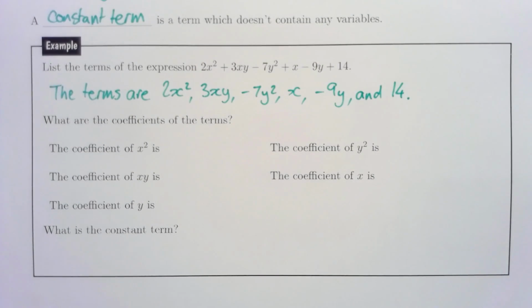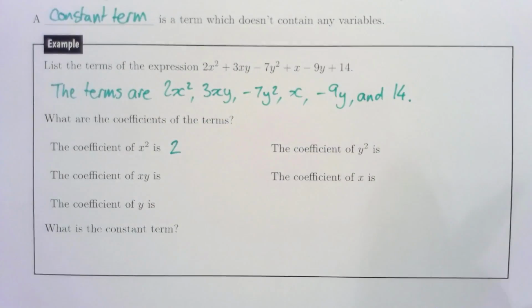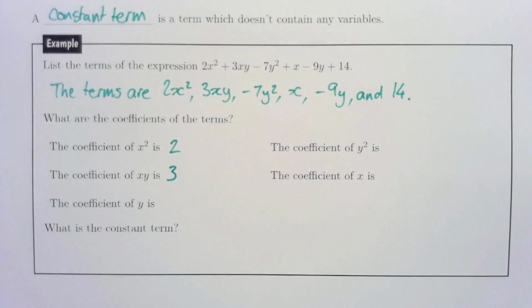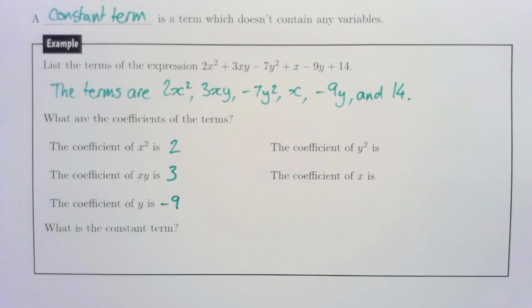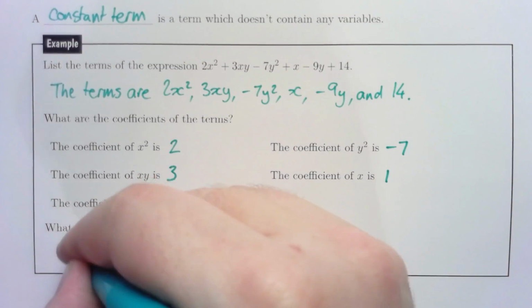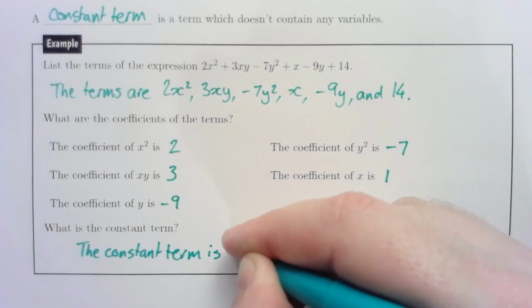Next, we're asked about the coefficients, which if you remember, these are the numbers that multiply each term. So the coefficient of x squared is 2, the coefficient of xy is 3, the coefficient of y is negative 9, the coefficient of y squared is negative 7, and the coefficient of x is 1. Finally, we're asked what the constant term is, and this is the term that doesn't contain any variables, which is 14.